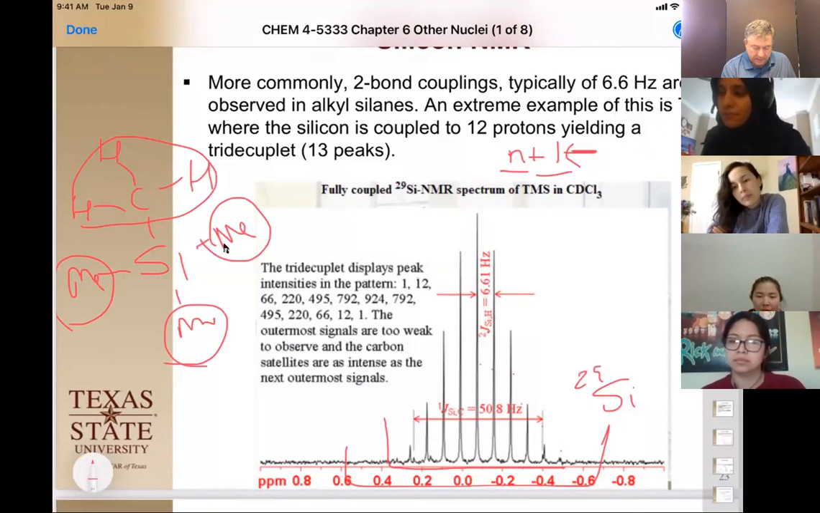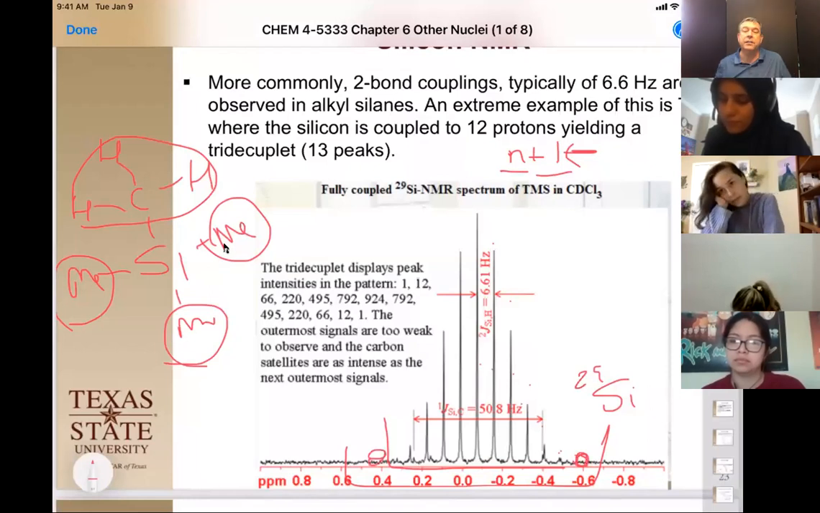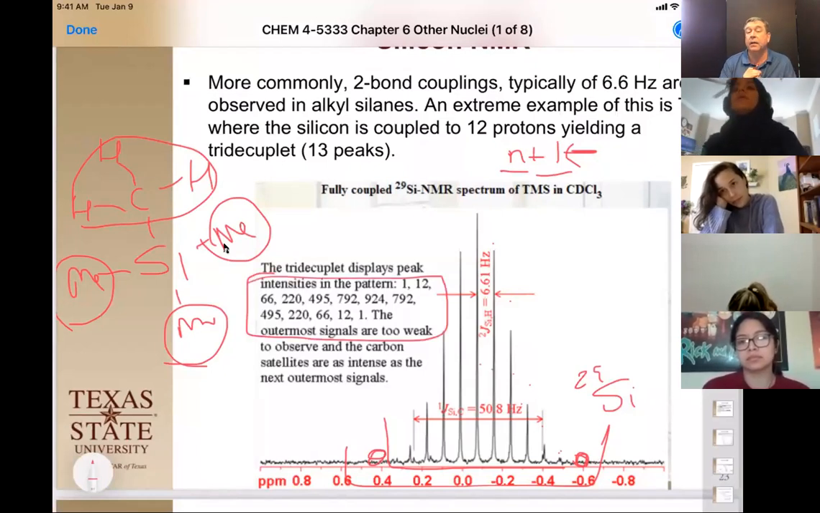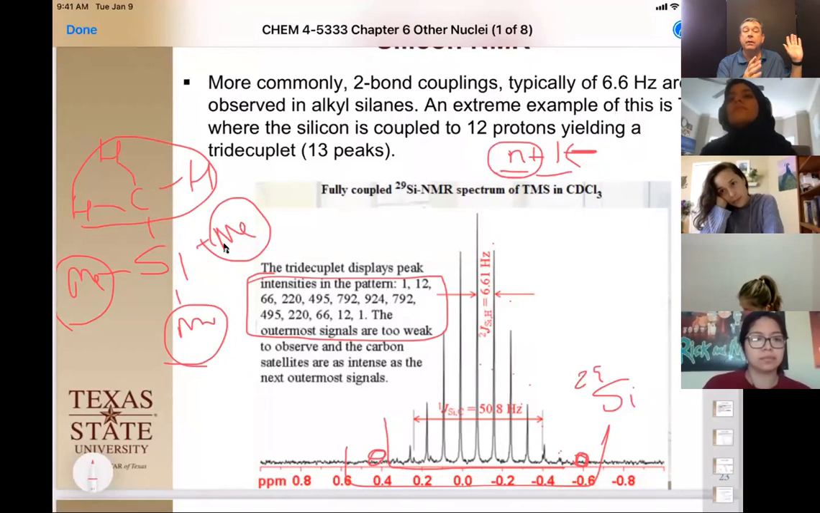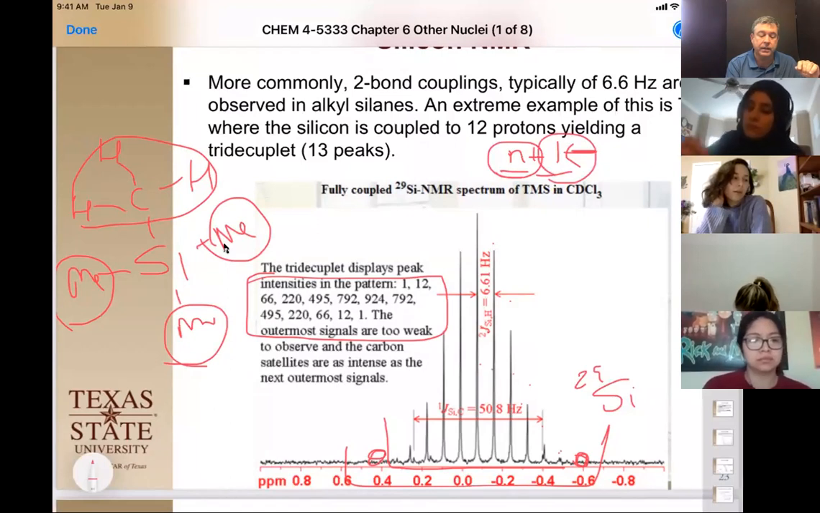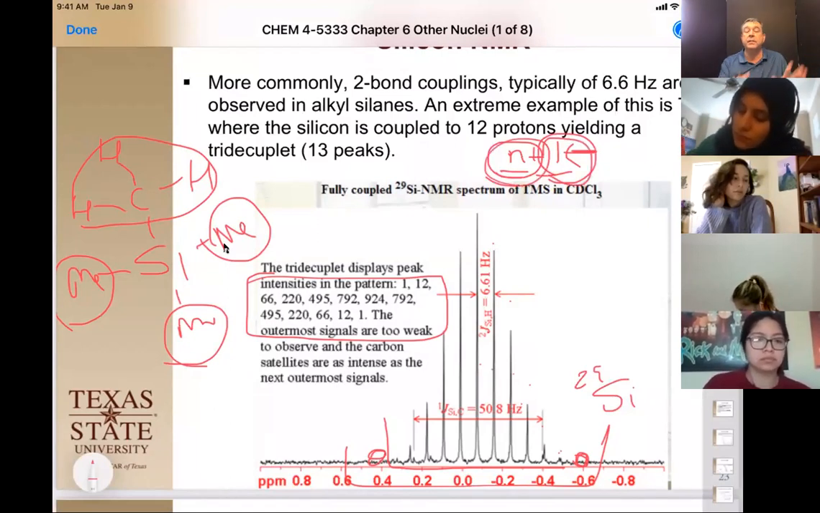1, 2, 3, 4, 5, 6. And yeah, 1, 2, 3, 4, 5. Oh, we can't quite see the 13th one. But it actually is split into 13 peaks. And it follows our Pascal's triangle at concentration as well. So again, the N is the number of two or three bond nuclei that are splitting the nuclei we're actually scanning for. So we're scanning for silicon, and so these are the hydrogens that are splitting the silicon signal.